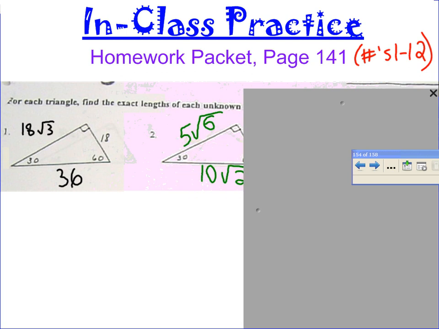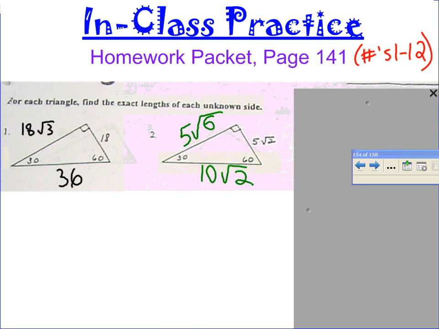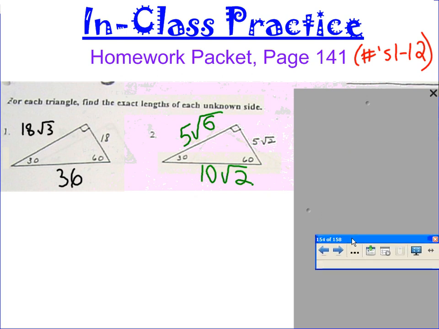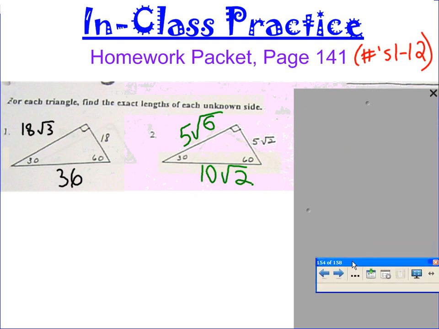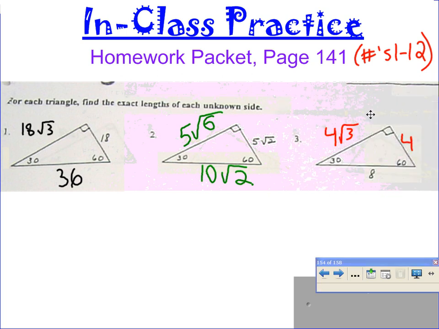Okay, second one. The hypotenuse is 10 square root of 2. Longer side is 5 square root of 6. Okay, Evan, number 3. What did you get for the short side and the longer side? Okay. Good job. So 4 and then 4 square root of 3. I have them written up there as to what sides they go on.